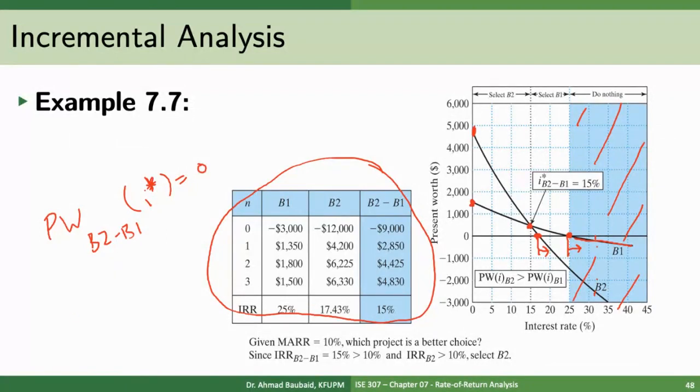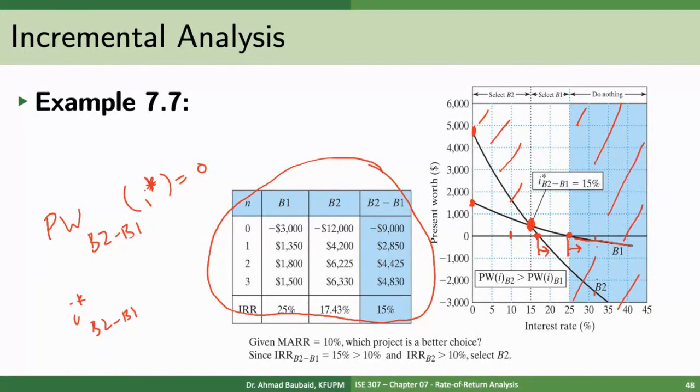Why is I star B2 minus B1? Why does it give the intersection of these two profiles? You can think about that later. But just know that, based on what I just saw, I'm going to select B2 in this range here. Why? Because my MAR, which was 10%, is less than this value here.